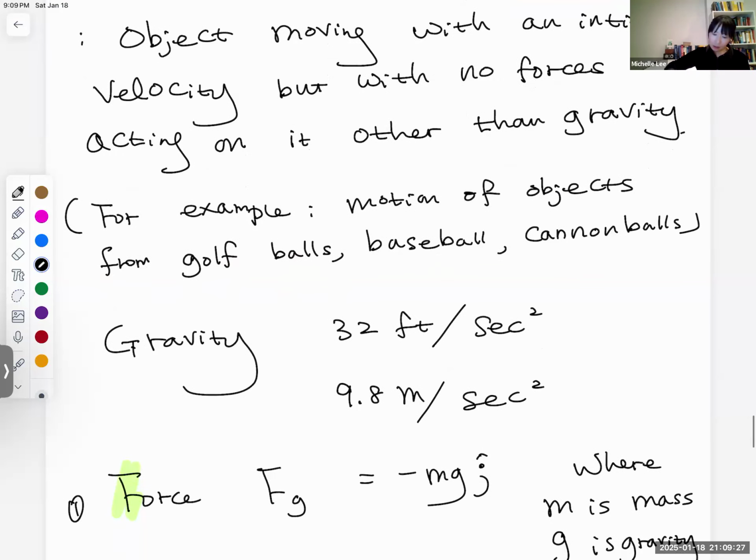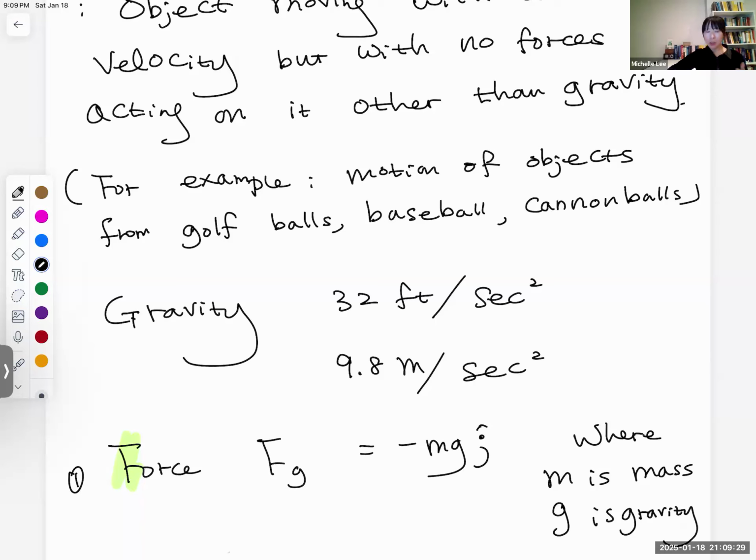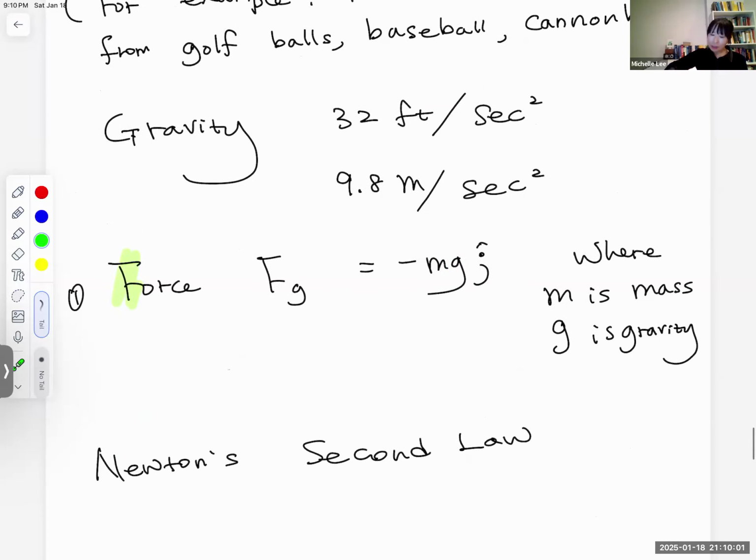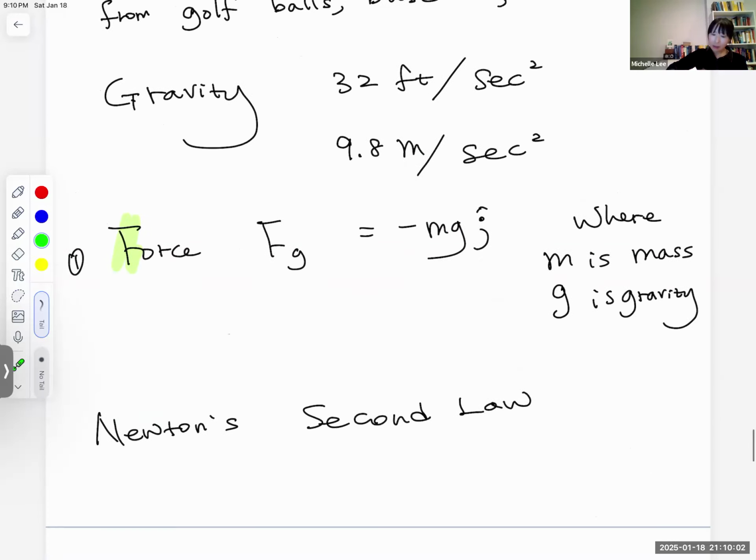Okay, then we have a force. We denote the force due to gravity, which is pulling toward the ground, right? That is what gravity means. So we get negative mg, the formula, where m is mass and g is gravity. Makes sense, right? Okay, then we call this Newton's second law.